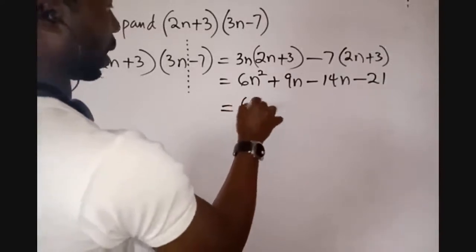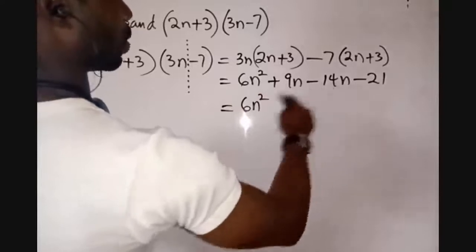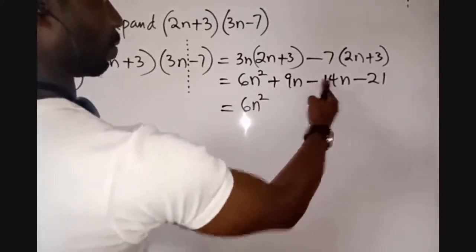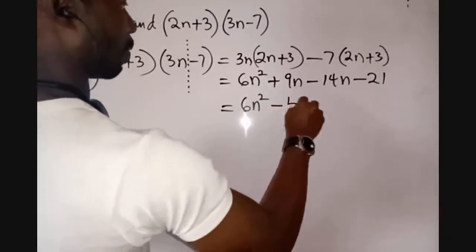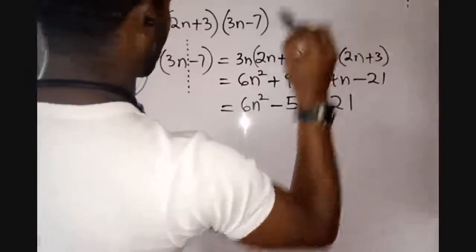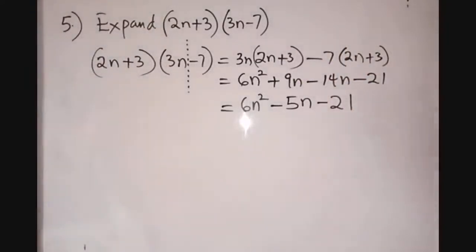So this is 6n squared, right? So if you check this, it's going to give you 5, minus 5, because this is negative 14. So minus 5n minus 21. That is one method of solving it. I want you to look at it very well. That's one method of solving it.